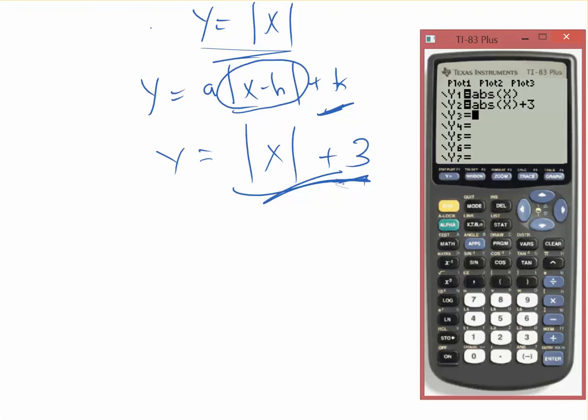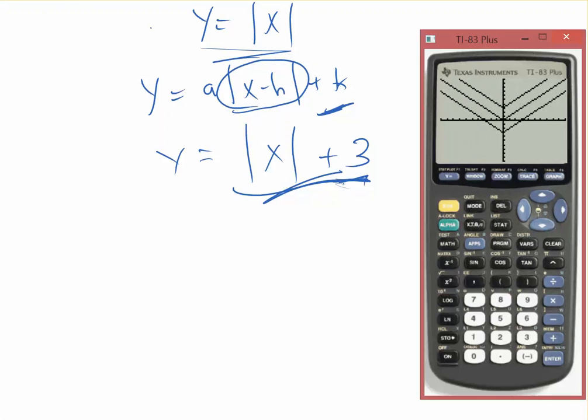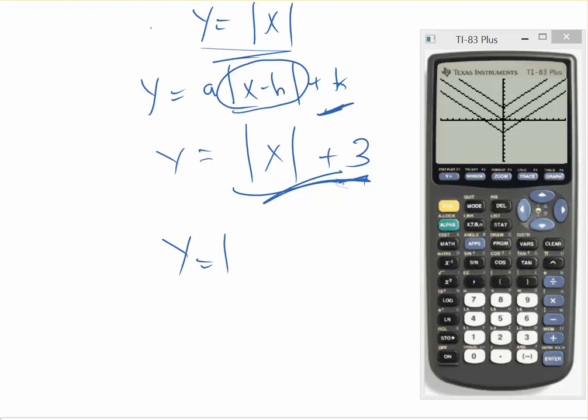So let's try another one. Let's do y equals the absolute value of x, close it, minus 3. We should expect this to have a y-intercept of negative 3, and it does. It moves it down 3. So y equals absolute value of x minus 3. It moves that equation down 3.